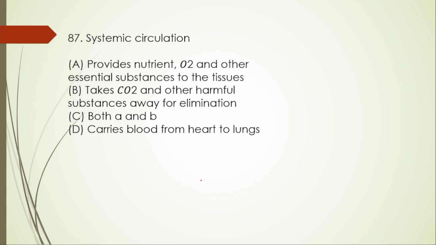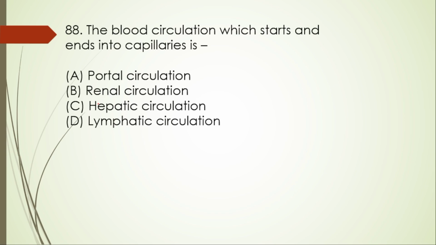Next, 87th one. Systemic circulation. A. Provides nutrients, O2 and other essential substances to the tissue. B. Takes CO2 and other harmful substances away for elimination. C. Both A and B. D. Carries blood from heart to lungs. So systemic circulation is for A and B both.